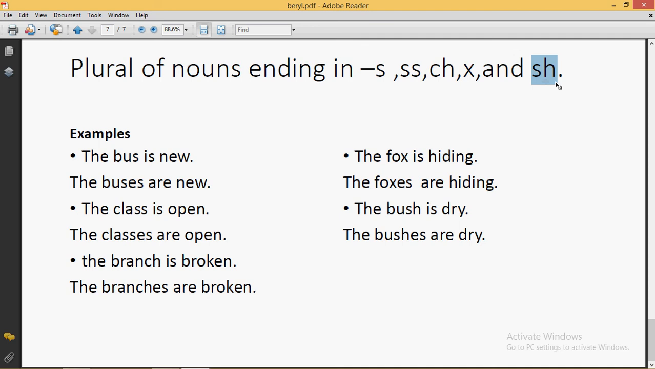Then, there are some which are with X. An example of a word which is ending with X is ox. Ox, when you change it into plural, becomes oxen. So that is the work for today.